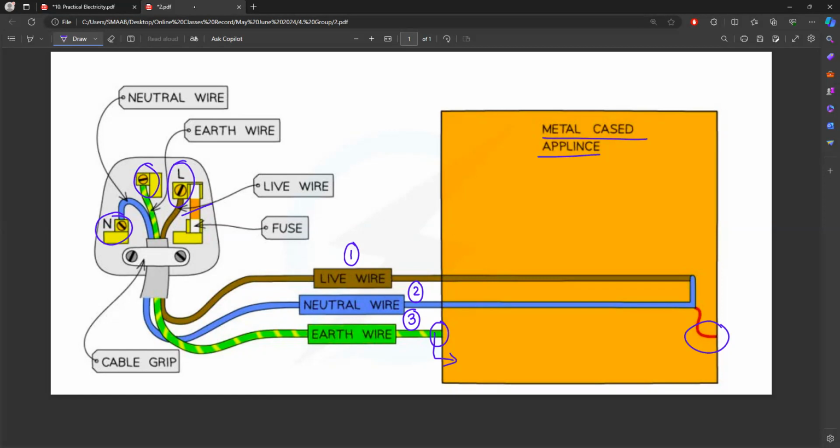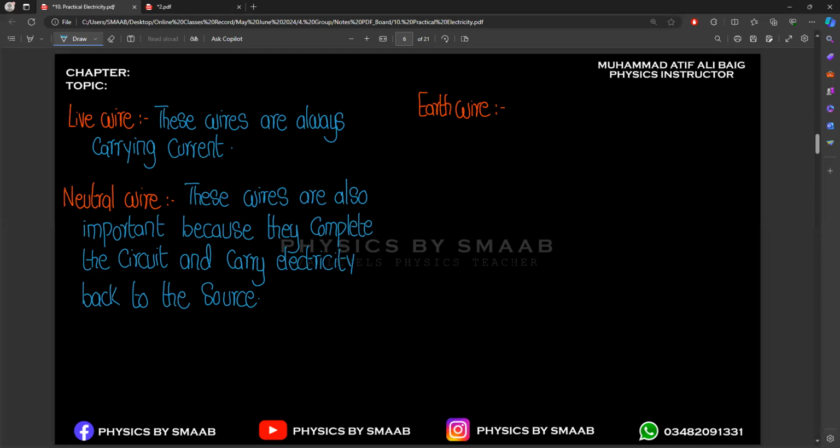And let's suppose there is some fluctuation in the value of electric current in your circuit. Those extra charges, or that extra current, can pass through this earth wire to the metal body, and from the metal body they will be easily grounded. So that's why we use the earth wire. Okay.